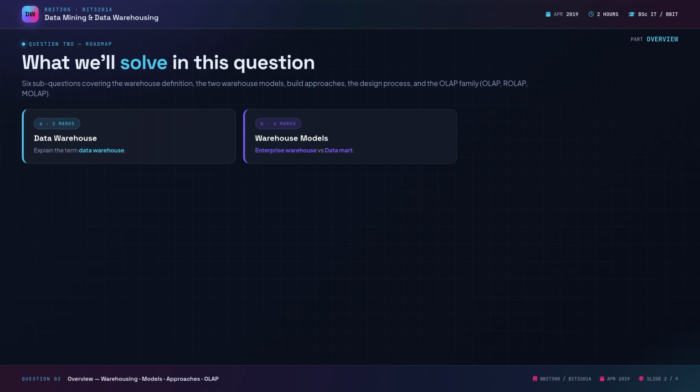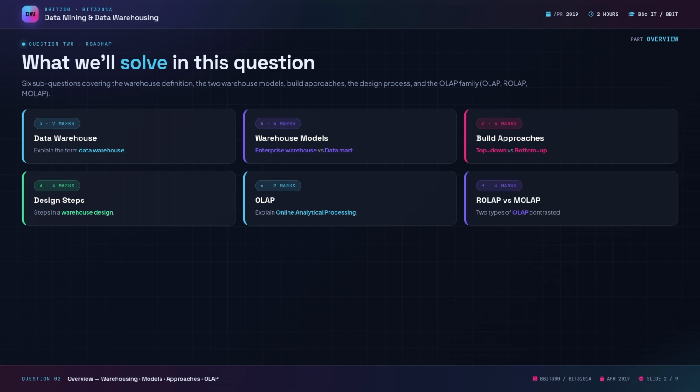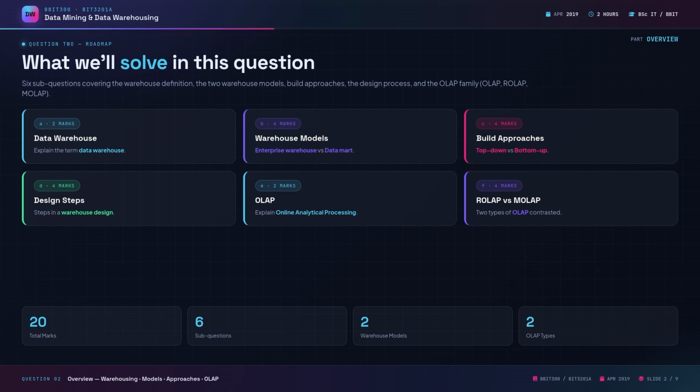Part D worth 4 marks asks you to describe the steps in a data warehouse design. Part E worth 2 marks asks you to explain online analytical processing or OLAP. And Part F worth 4 marks asks you to contrast 2 types of OLAP, relational OLAP and multidimensional OLAP. Let's tackle each one in turn.